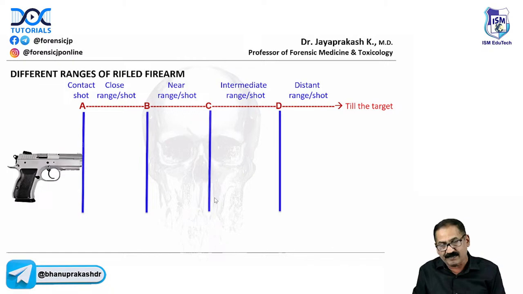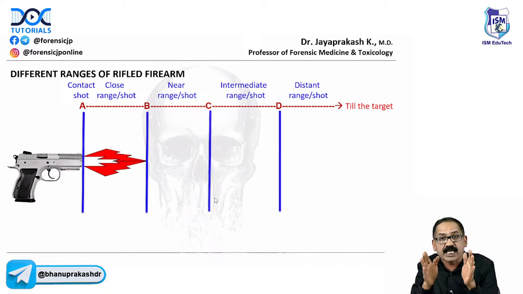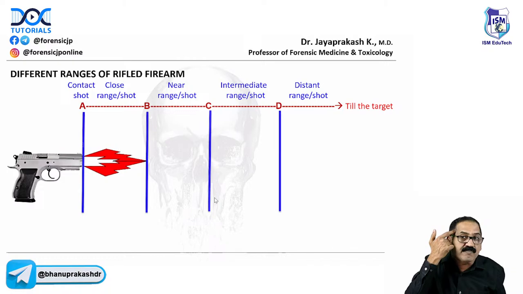What do you mean by close shot? Close shot, or close range: the muzzle end of the gun is just away from the skin, but within the range of the flame. That means, if you look at this picture, the target or the victim is just away from touching the muzzle, but within the reach of the flame.